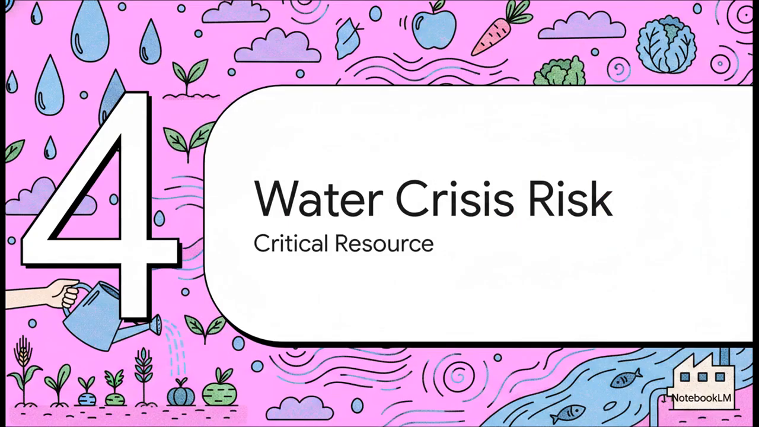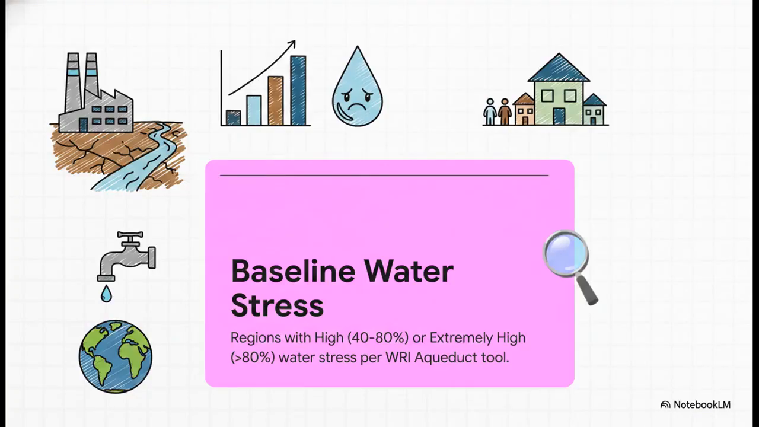Next up, Section 4, the water crisis risk. Obviously, you can't grow or process food without water, making it one of the most volatile variables we face. Seriously, what actually happens to an industrial milling facility when the local river dries up? To figure this out, companies have to use the World Resources Institute's Aqueduct tool to identify how much of their supply chain operates in areas with high or extremely high baseline water stress.